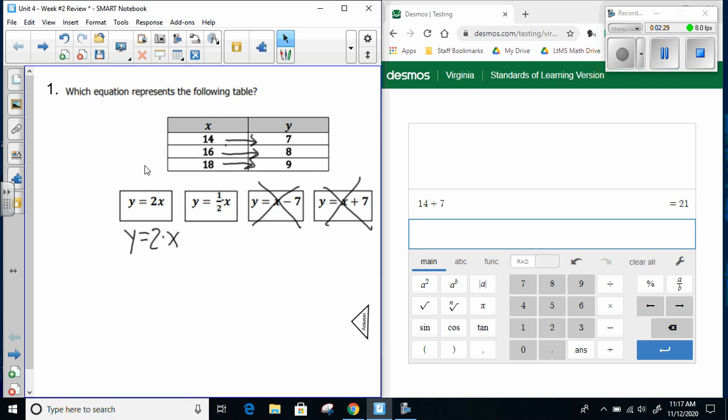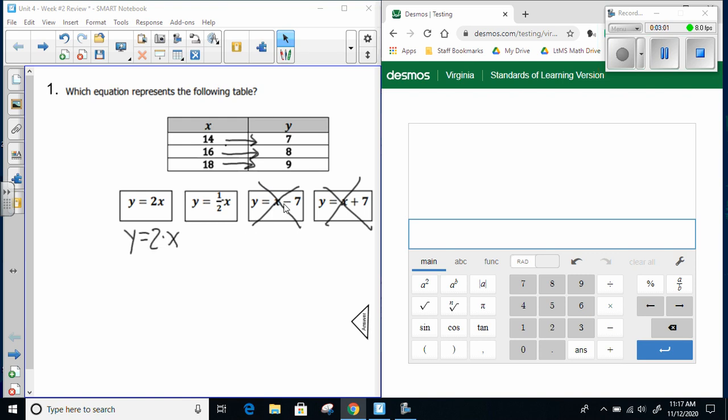So if it's not adding or subtracting by the same thing every time, then we must be multiplying by something every time. So our two choices that we have left are Y equals 2 times X or Y equals 1/2 times X. Well, right away, I know that when I do 14 times 2, I'm going to get a bigger number, not something small like 7. When I do 16 times 2, I should get a bigger number, not something smaller like 8. So I don't think 2x is my answer here, but just to be safe, I'm going to check.